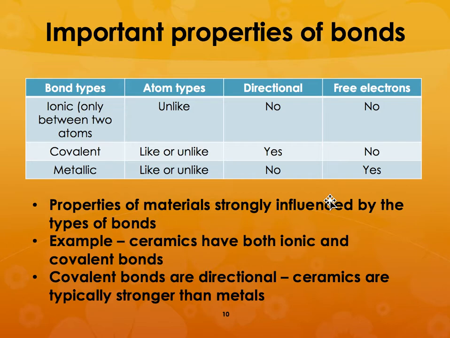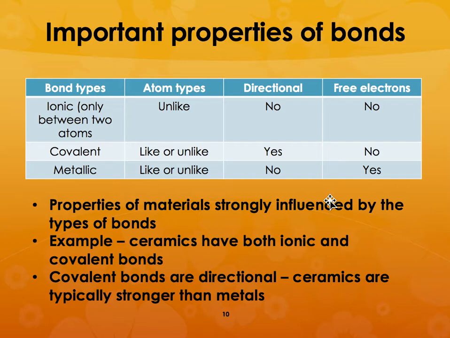The first one is called an ionic bond. You have to have 2 unlike atom types, and those bonds are not directional, and there are no more free electrons after that. Then the second one is a covalent type, and you can have either the same type of atom or a dissimilar type of atoms. And in this case, those bonds are directional in nature, which actually contributes to the strength of that material.